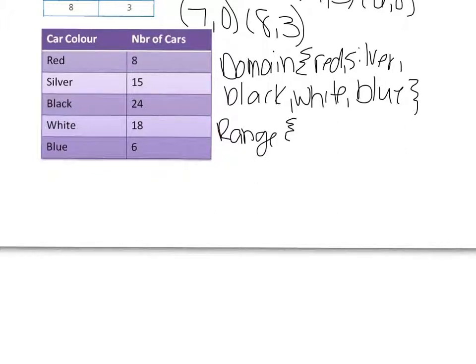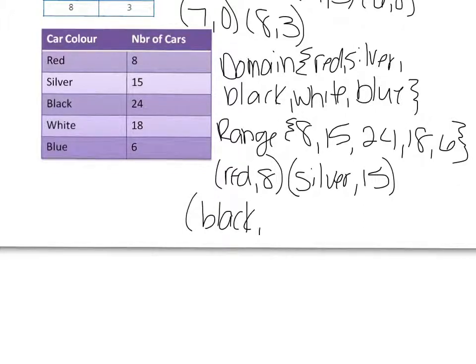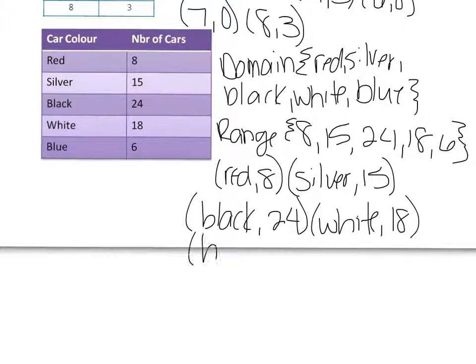Okay, what's my range? 8, 15, 24, 18, and 6. Okay, what is my first correspondence as an ordered pair? Red, 8. Silver, 15. Black, 24. White, 18. And blue, 6.